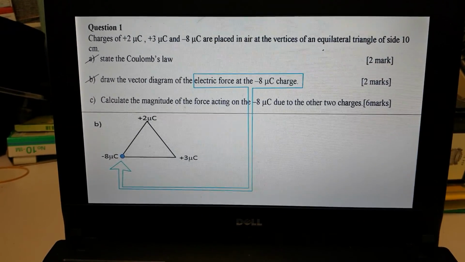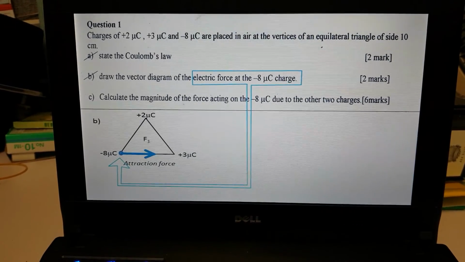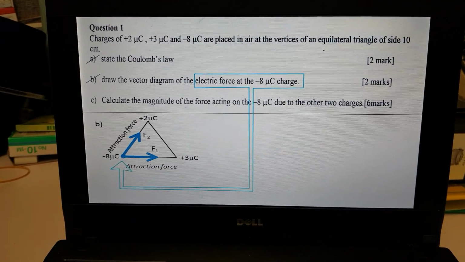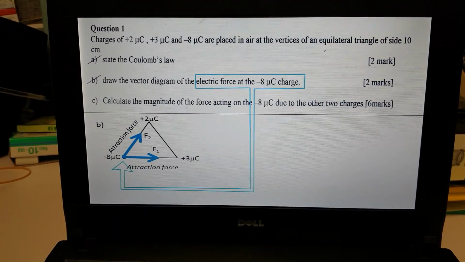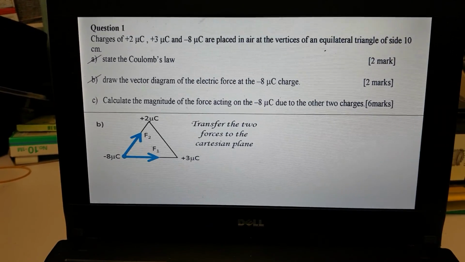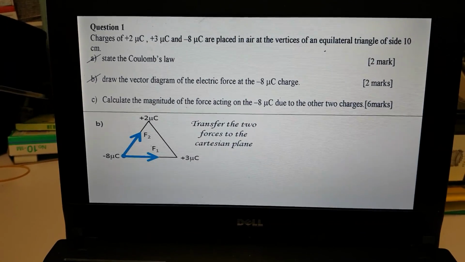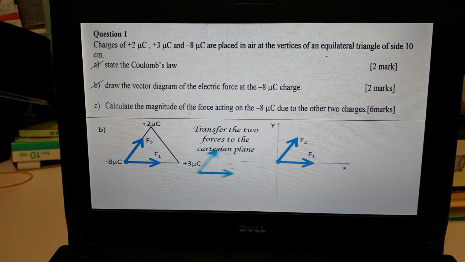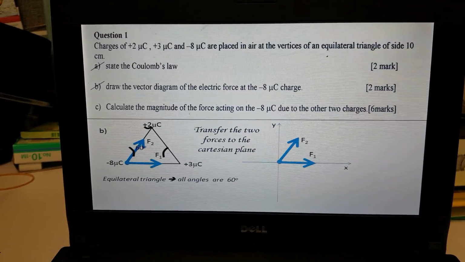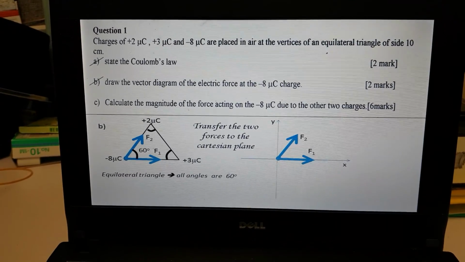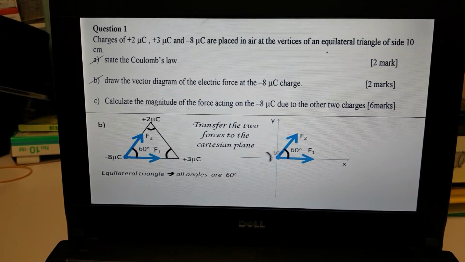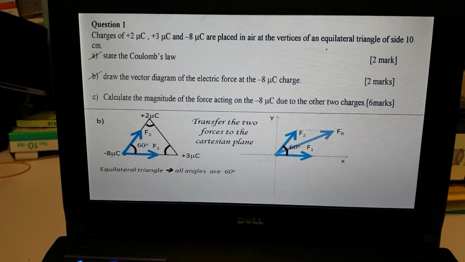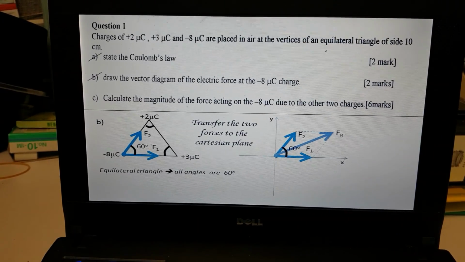Okay, choose the point at the negative 8 microcoulomb charge. So the attraction force direction, we call it F1. The attraction force between the negative 8 microcoulomb charge and the positive 2 microcoulomb charge, we call this F2. Then we transfer these two forces to the Cartesian plane without changing the angles. So the angle of the equilateral triangle is 60 degrees. So draw the parallelogram to determine the resultant force FR.